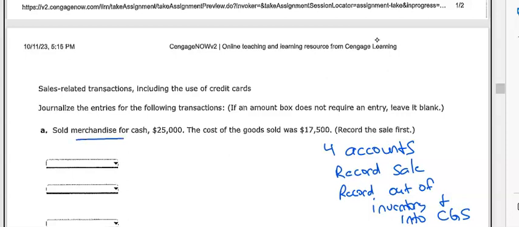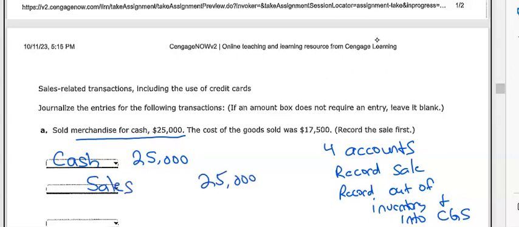Sold merchandise for cash, $25,000. So what did we get? We got cash. How much? $25,000. What do we do to get that? We made a sale. We're going to call our revenue sales. All right, so that is record the sale.